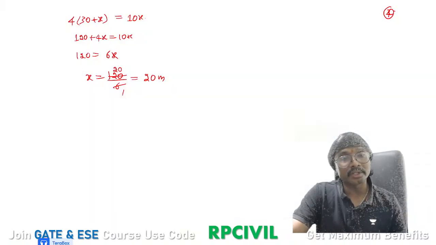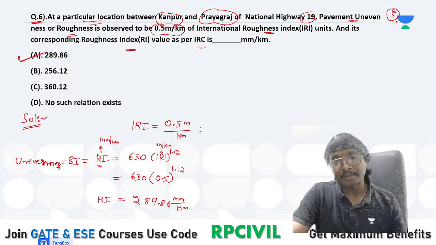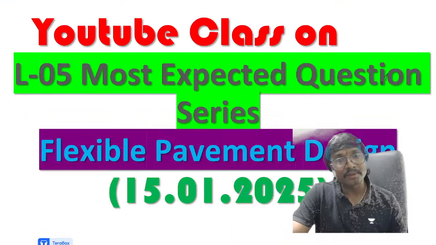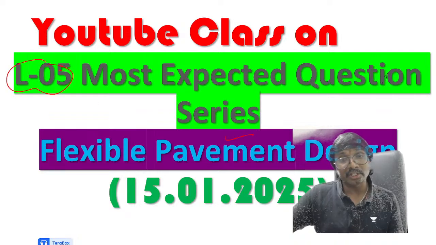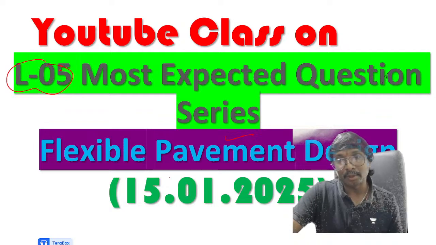6 questions from this one, geometric design is done. Now we'll be going for pavement design. Flexible pavement design will be taken up in today's class. Most expected questions come from flexible pavement.